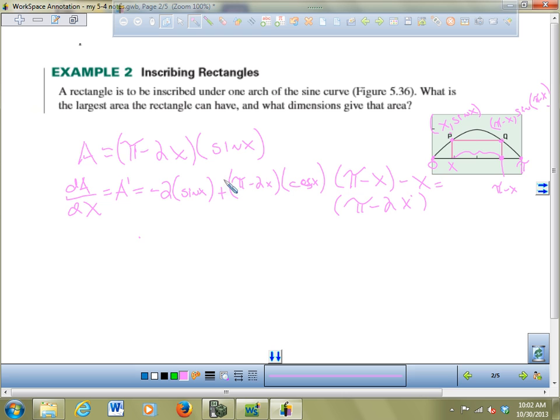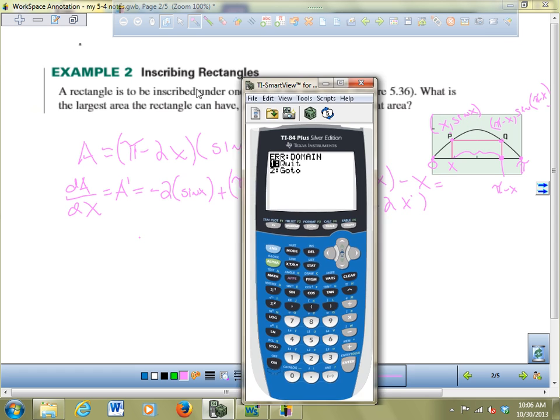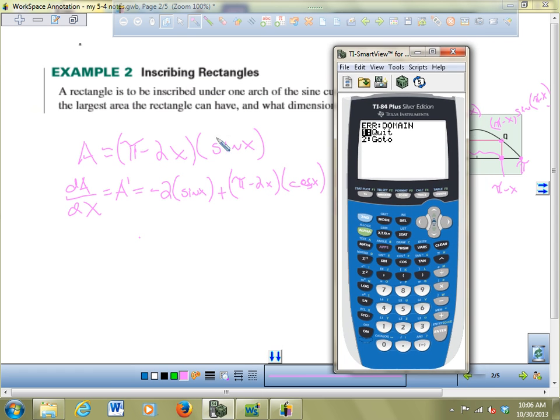I'm going to use my calculator and see where the derivative is equal to 0. If you could solve it algebraically, that's the ideal thing to do, but in this case, you cannot. So we're going to go to my calculator, and you might say, well, why not just plug the original function into my calculator and find the maximum? You could do that too, but they want you to do some calculus here.